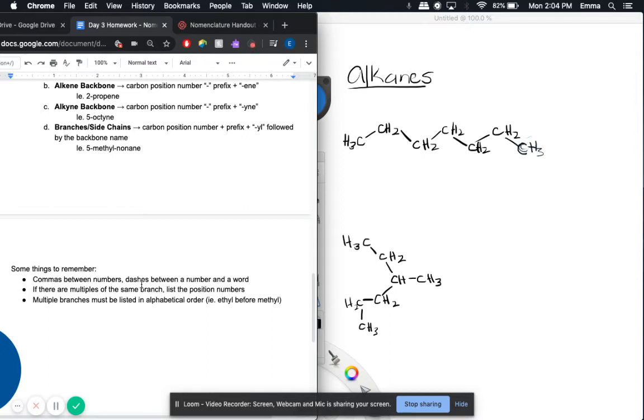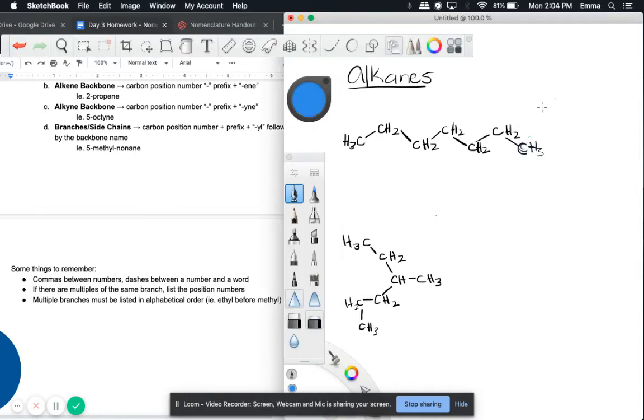And when you do have that option of multiple branches and you're wondering how to order them in the final name, you want to put them in alphabetical order. So the ethyl needs to be listed before the methyl because E comes before M. Okay, so try to put that together now in these 2 examples.